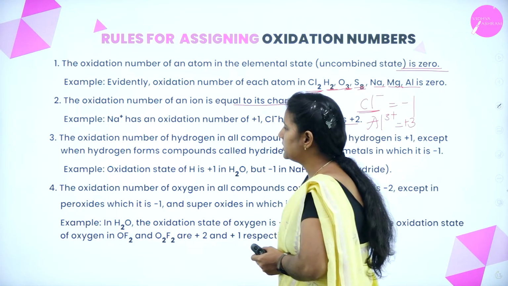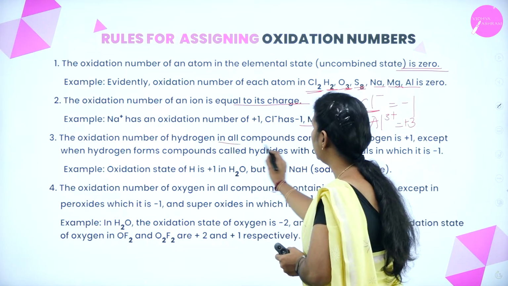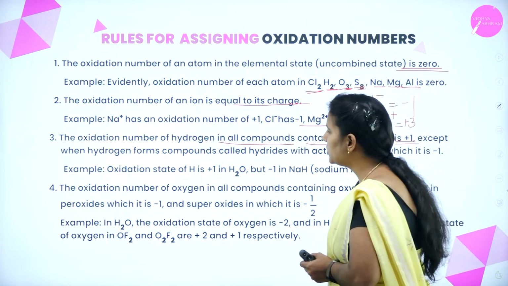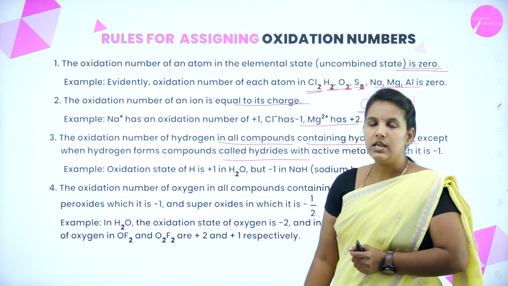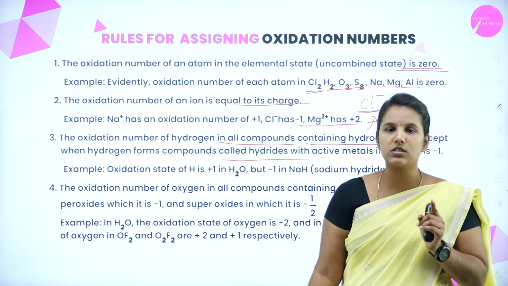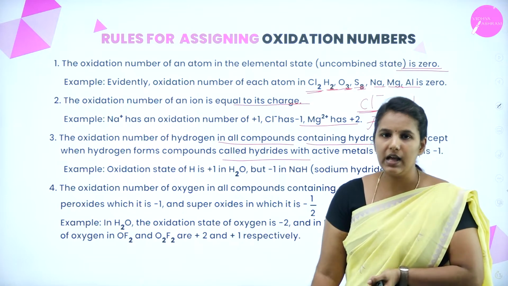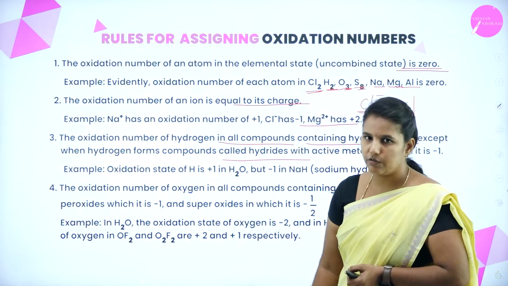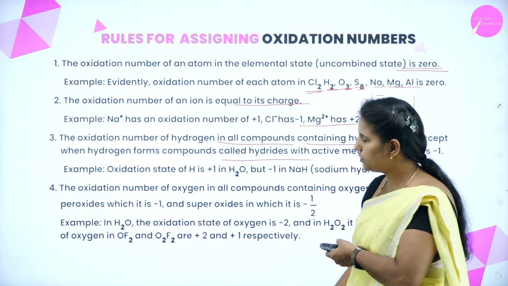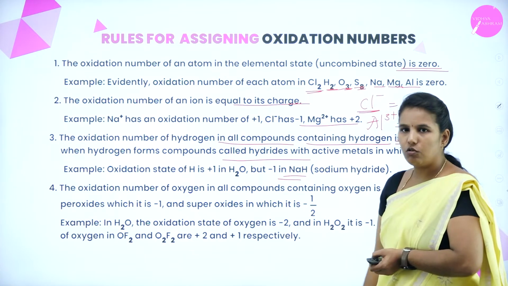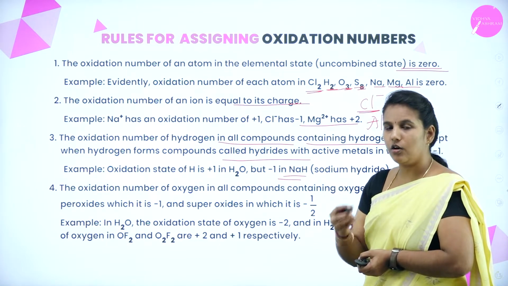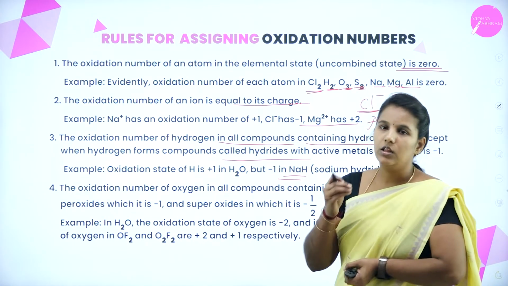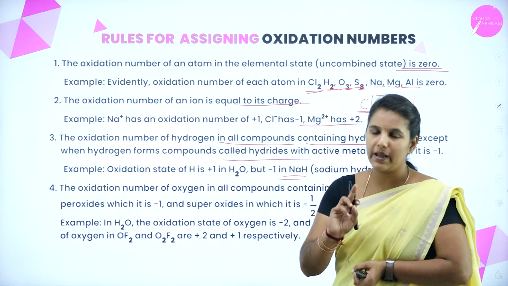Then rule 3 states that the oxidation number of hydrogen in all compounds containing hydrogen is +1, except when hydrogen forms a hydride. If hydrogen is present in a compound, its oxidation state will be +1, except in hydrides. So in H2O, we all know that it consists of hydrogen, so the oxidation state of hydrogen is +1, and similarly for oxygen it is -2. But in a hydride such as sodium hydride, the oxidation number of hydrogen is -1.